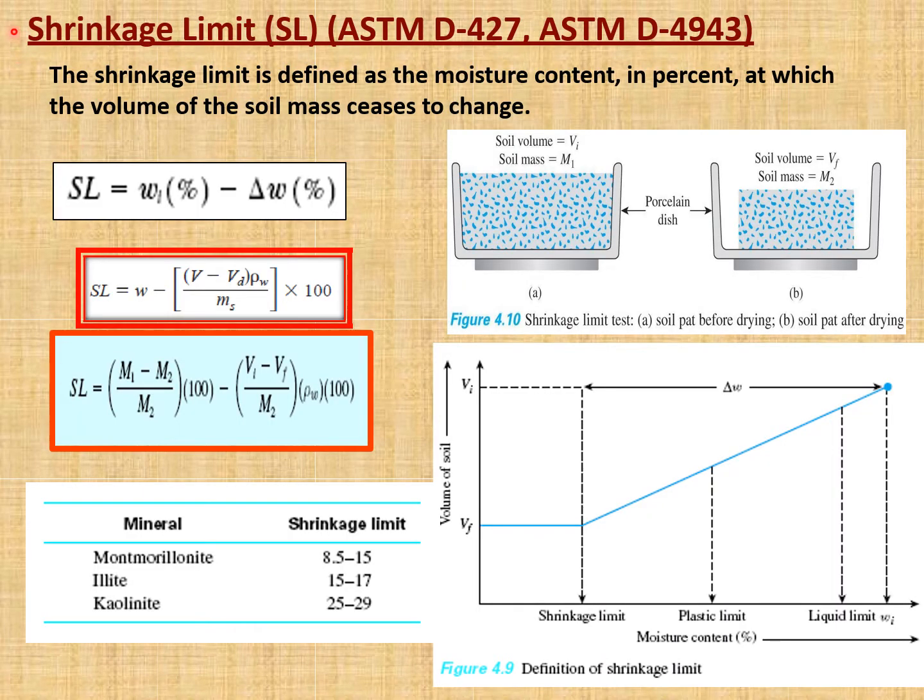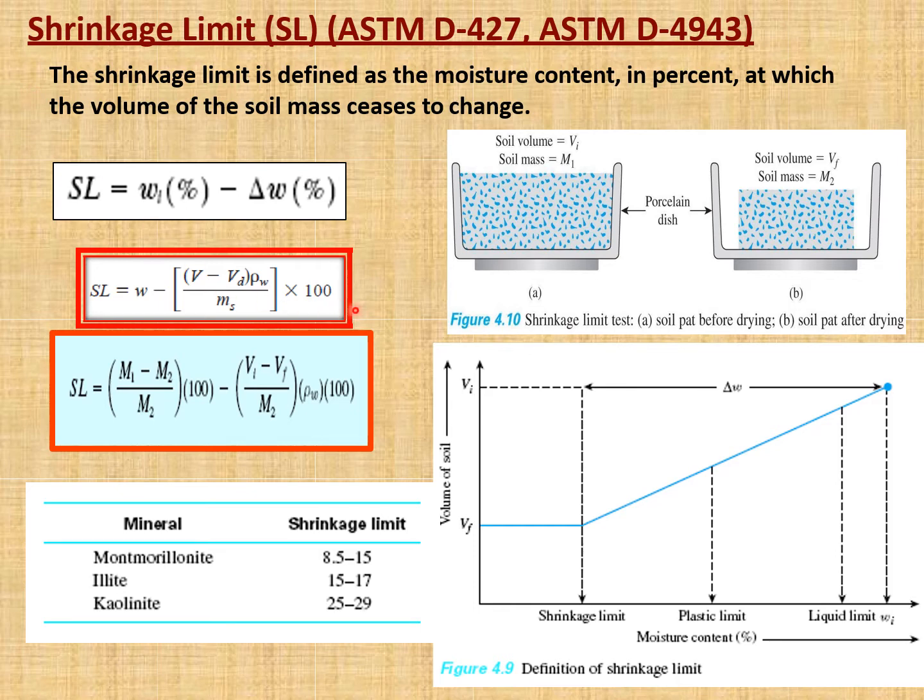So the shrinkage limit, SL, as per ASTM D427 or ASTM D4943. The shrinkage limit is defined as the moisture content in percent at which the volume of the soil mass ceases to change. I will repeat that: it is defined as the moisture content in percent at which the volume of the soil mass ceases to change.